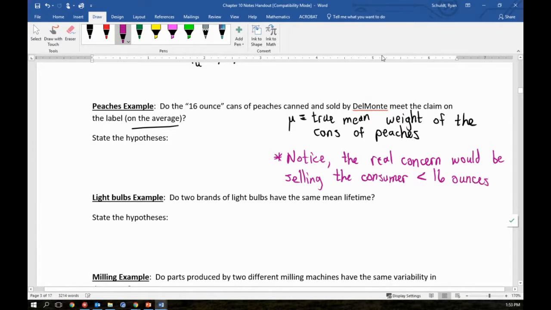So what would our alternative be in this case then? If that's our real concern, what would the alternative be? Mu less than 16. What's our null hypothesis? For full credit, yes, that's right. What would the null be? Mu is greater than or equal to 16.